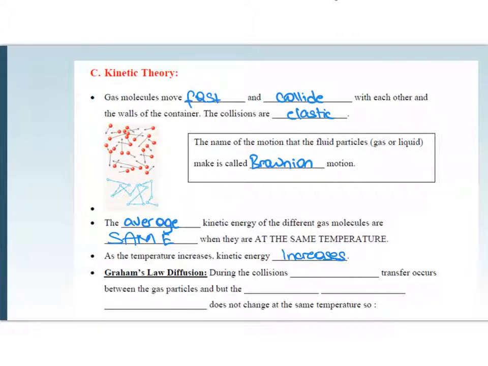So upon this idea, Graham's law of diffusion says, during the collisions, energy transfer occurs between the gas particles, but the average kinetic energy does not change. So what are the results of this? For example, you have two gases, A gas and B gas. They are at the same temperature. This means that they have equal amounts of average kinetic energy. You can just symbolize like this.